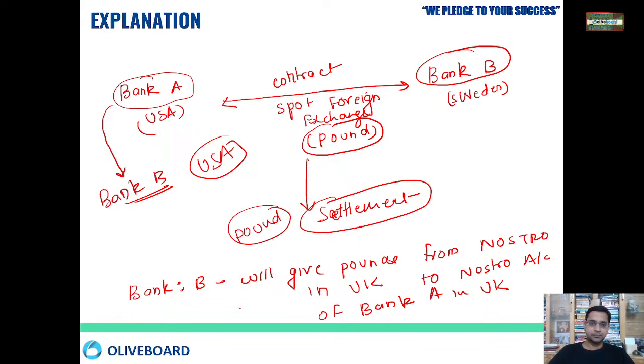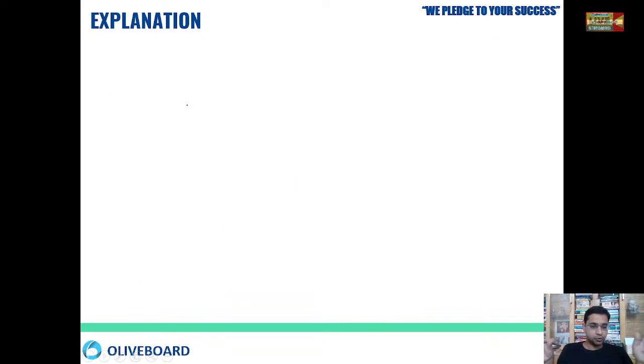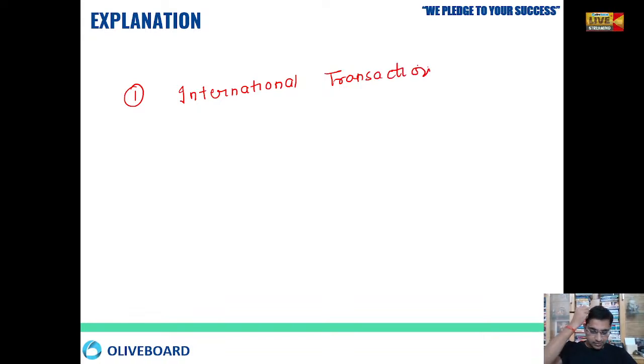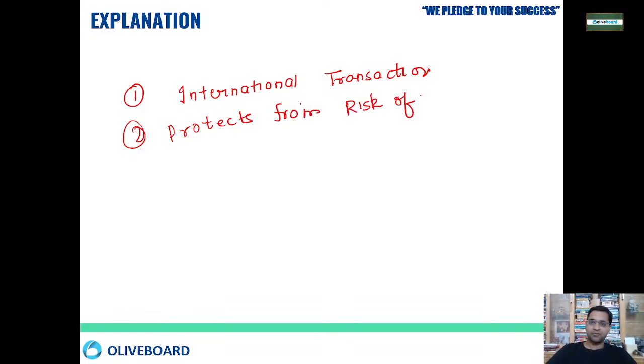Now, what is the main advantage of this? The main advantage of this nostro and vostro account is that it helps in international transactions, because it protects from risks of exchange rate fluctuation, क्योंकि पैसा कन्वर्ट ही नहीं हुआ.